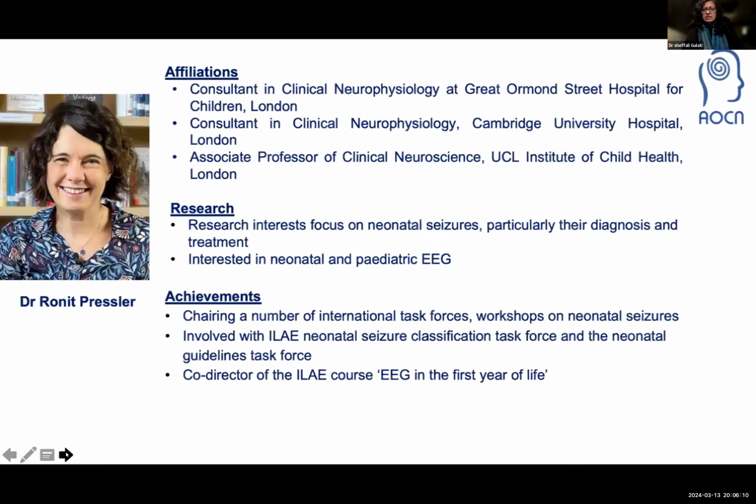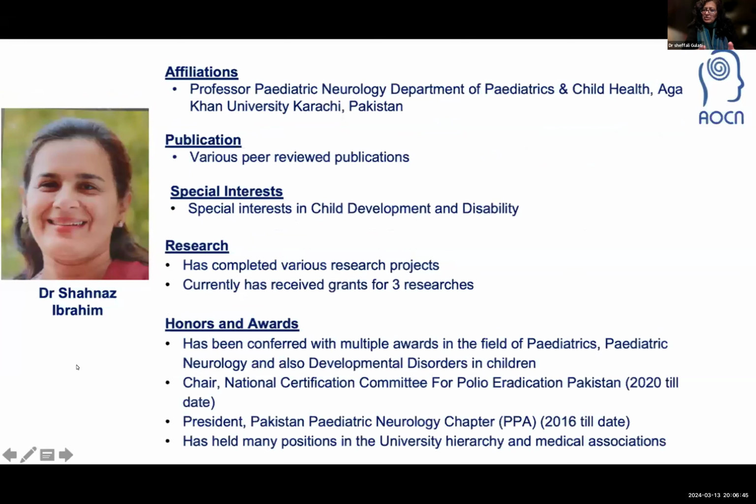So Dr. Ronit Pressler is a consultant in clinical neurophysiology at GOSH, and she was a consultant in clinical neurophysiology at Cambridge University Hospital and at UCL. Her research interests are on neonatal seizures, particularly their diagnosis and treatment, and neonatal and pediatric EEGs, and she has chaired a number of international task forces and workshops on neonatal seizures involving ILAE, the neonatal seizure classification task force, and the neonatal guidelines. And she's co-director of the ILAE course EEG in the first year of life. So we have the best possible person, I suppose, globally, to talk on this topic.